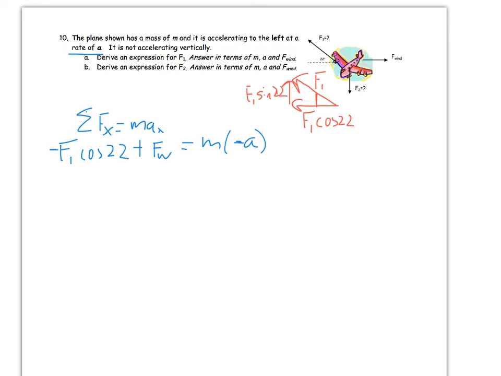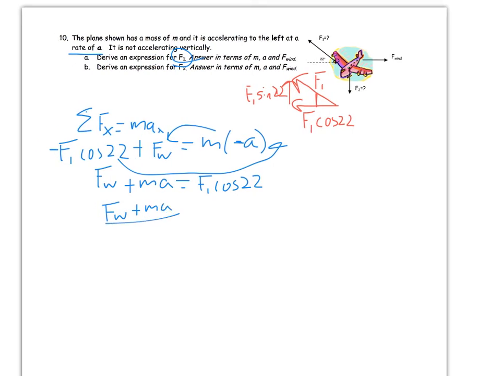So I ultimately want to find an expression here for F1, which I can actually do with this equation. First I'm going to move that F1 cosine 22 to the other side and move this guy over to that side. So I end up with F wind plus MA, and it's positive because it moved over, equals F1 cosine 22. So that means that (F wind plus MA) over cosine of 22 is equal to F1, force 1. So there we have the first part. We got that from my max.